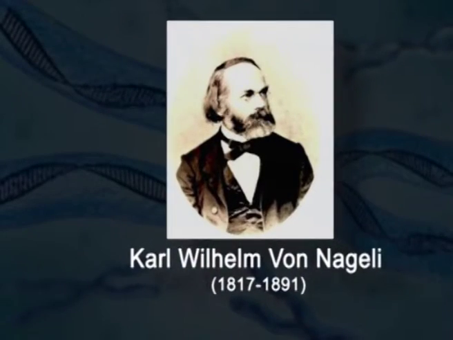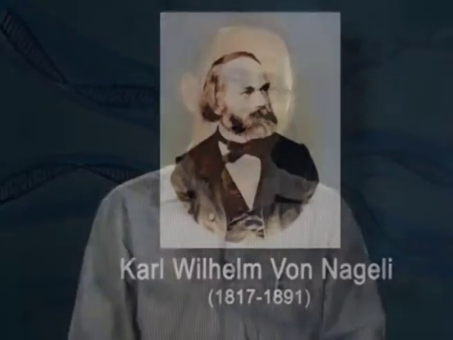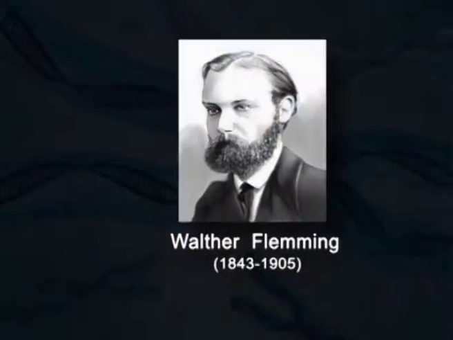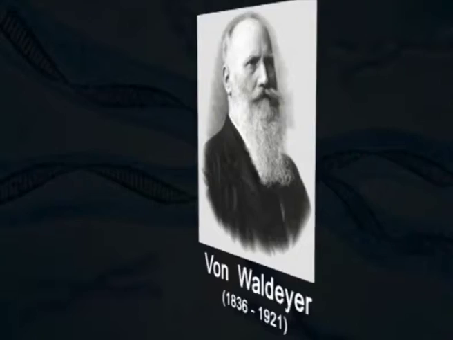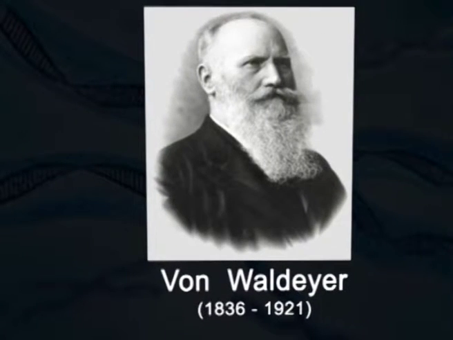Now, these chromosomes were first observed in plant cells by Carl Wilhelm von Nageli in 1842, and their behavior was described first by Walter Fleming in 1882. And this particular term, chromosome, was coined by another German anatomist, von Weyl in 1888.